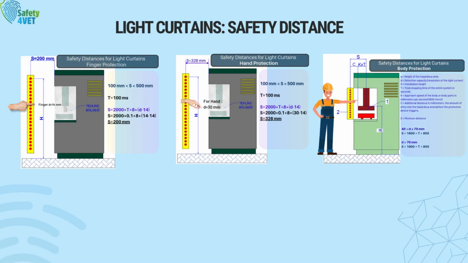In high-risk areas, such as press machines, the use of Type 4 light curtains is mandatory. These curtains are designed to ensure the safety of workers operating dangerous machines like presses. Particularly, light curtains with finger protection features prevent workers from placing their hands or fingers in hazardous areas, stopping the press quickly and minimizing the risk of injury.